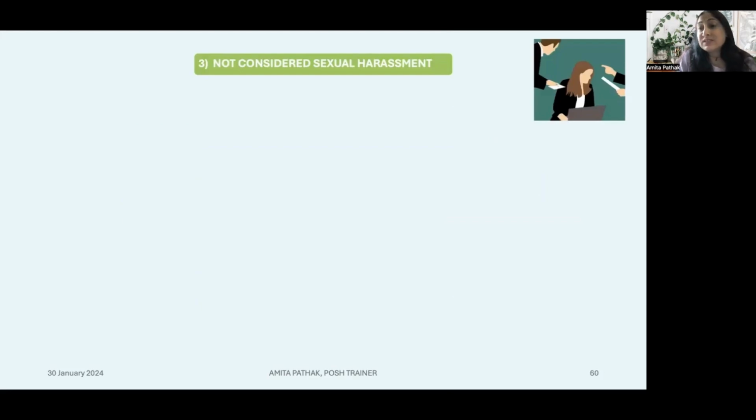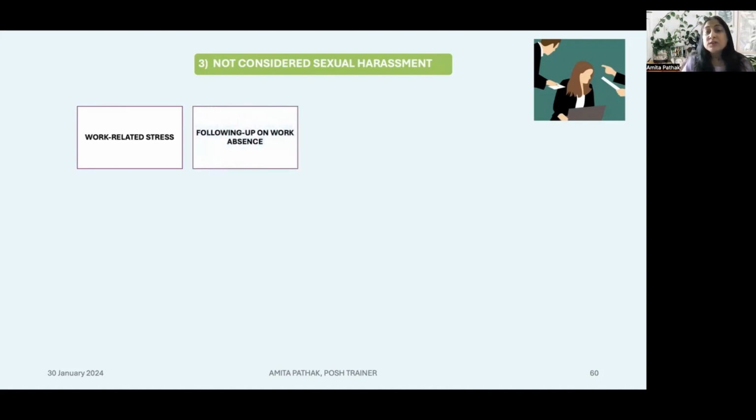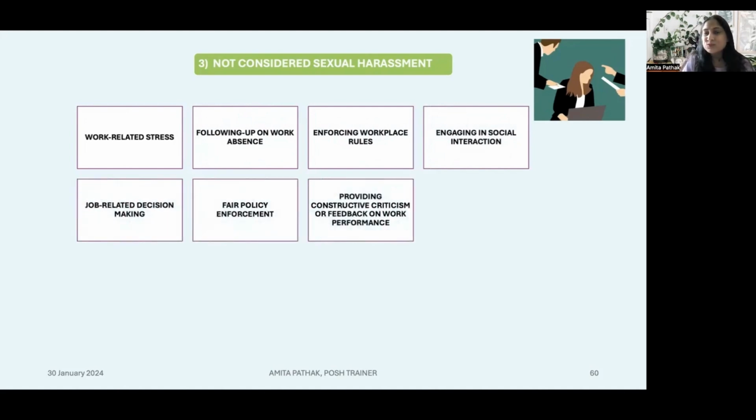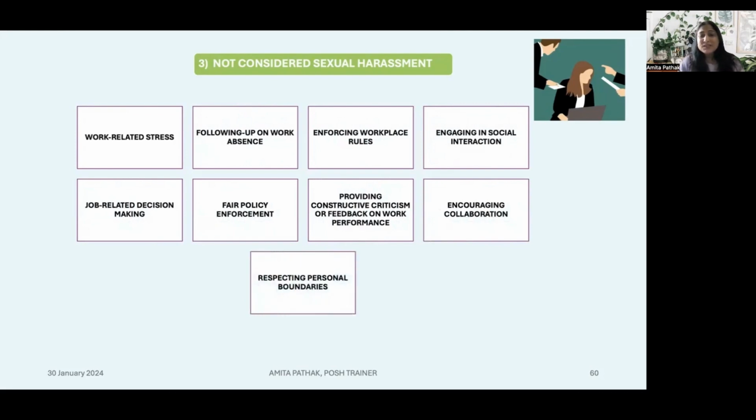What is not considered sexual harassment? Now this is also very important. Work-related stress. If there is a project going on in an organization and you are stressed, being a female, it's not harassment. Following up on a work absence, enforcing workplace rules, engaging in social interaction, job-related decision-making, fair policy enforcement, providing constructive criticism or feedback on work performance, encouraging collaboration, respecting personal boundaries. So, dear friends, these are the things that don't come under sexual harassment.